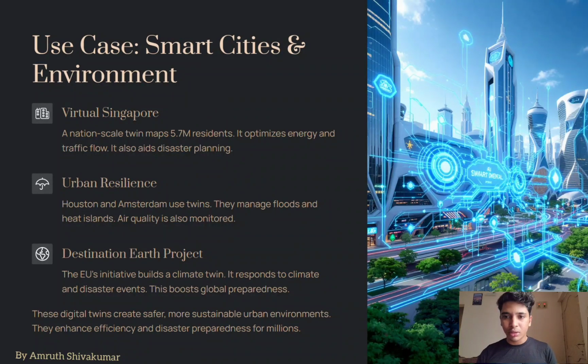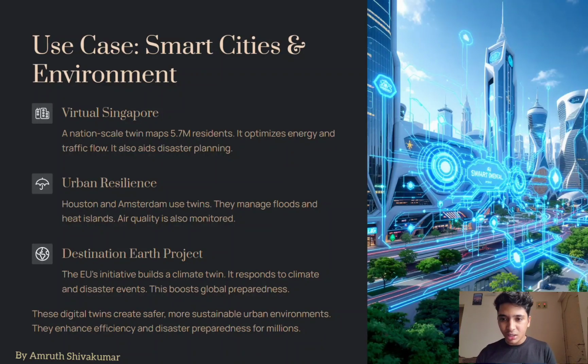Virtual Singapore is a live, nation-scale twin of over 5.7 million people. It manages traffic, optimizes energy, and even helps plan disaster responses. Cities like Houston and Amsterdam use digital twins to simulate and mitigate floods and heat waves.